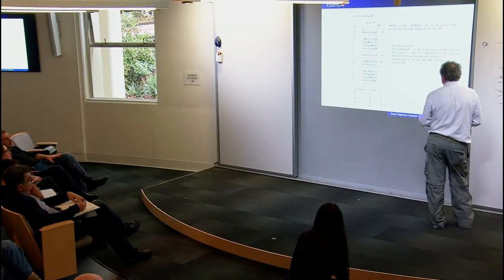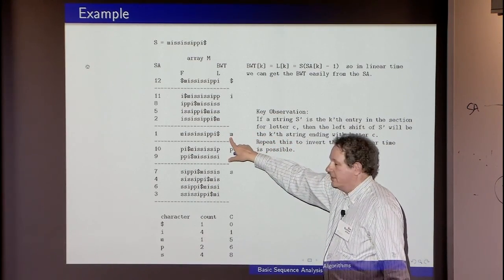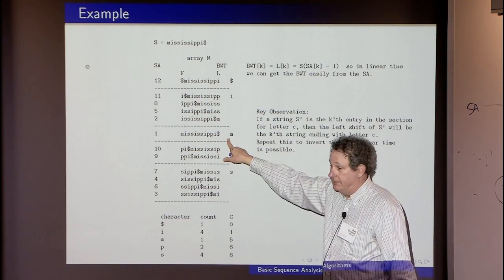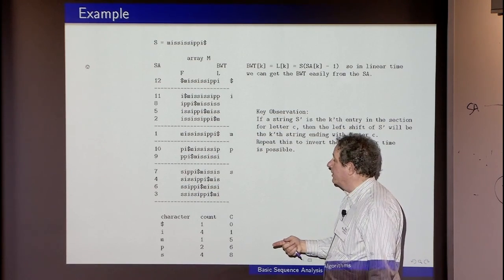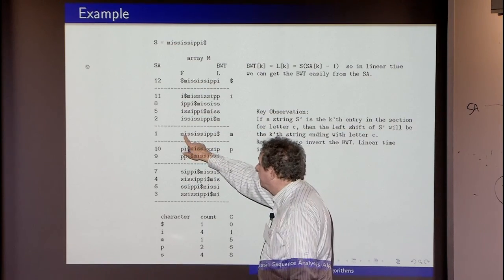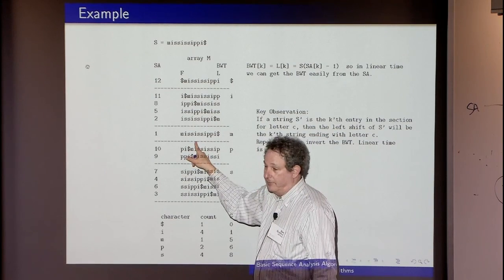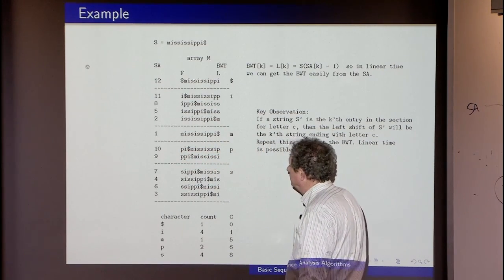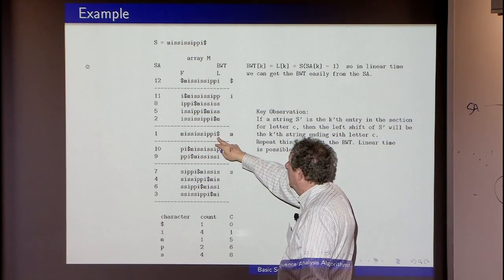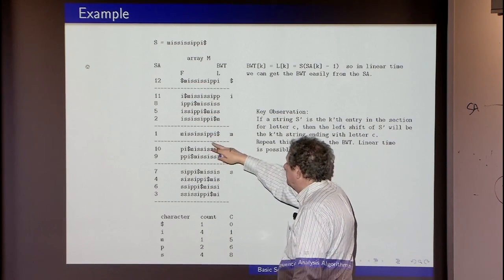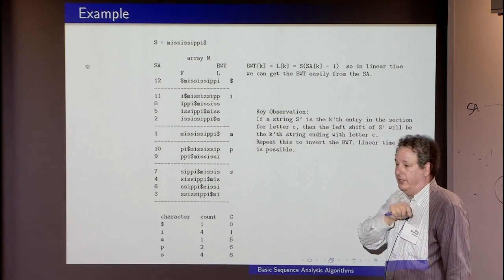All right, so we have a pointer to the start. So we know that our original string begins with this character, M. Now I want to get the second character. Where is the second character? The second character is the first character of the left shift of this. It's $ here. This should tell you where the second character is.